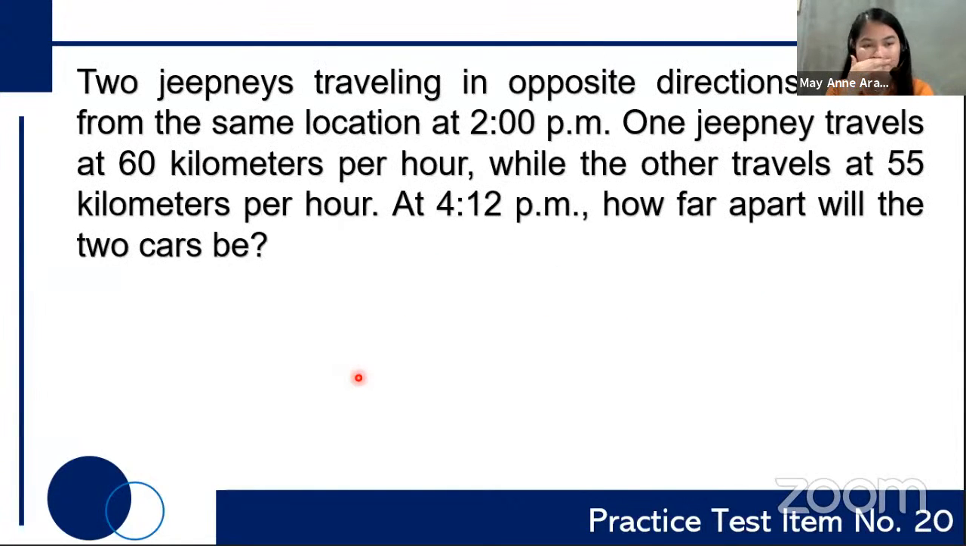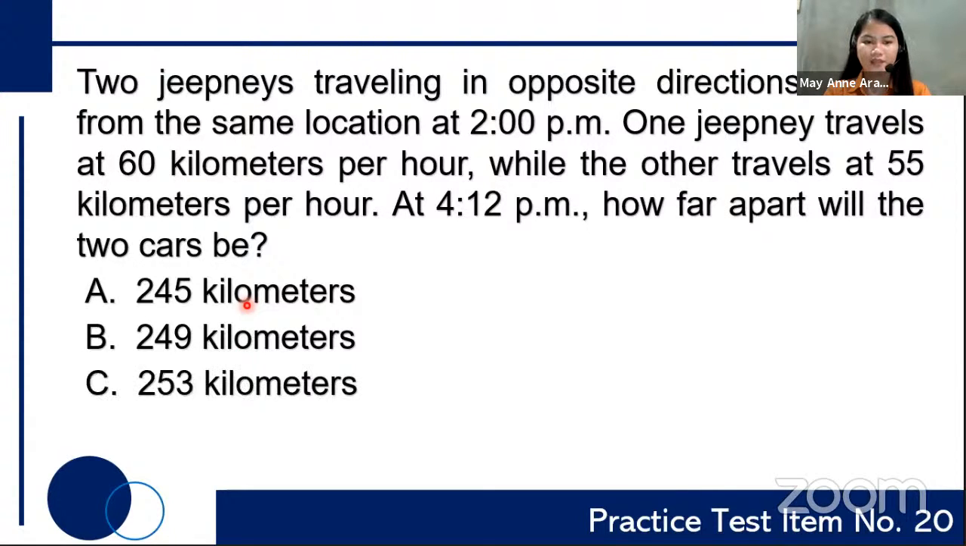Next. Two jeepneys traveling in opposite directions started from the same location at 2 p.m. So one jeepney travels at 60 kilometers per hour while the other travels at 55 kilometers per hour. At 4:12 p.m., how far apart will the two jeepneys be? Okay, these are the choices. We have A, 245 kilometers, B, 249 kilometers, 253, and 260 kilometers.